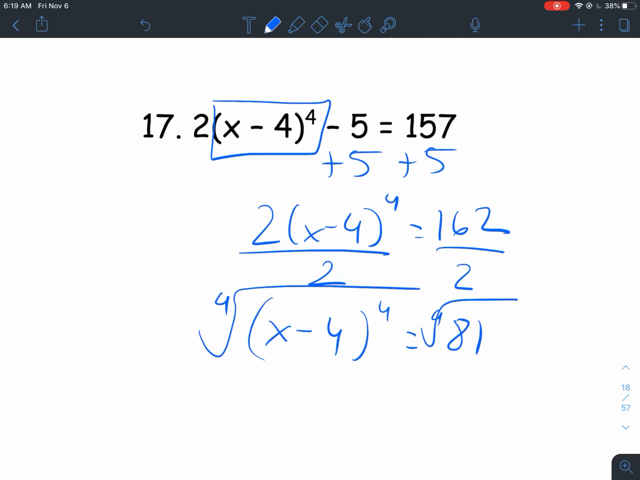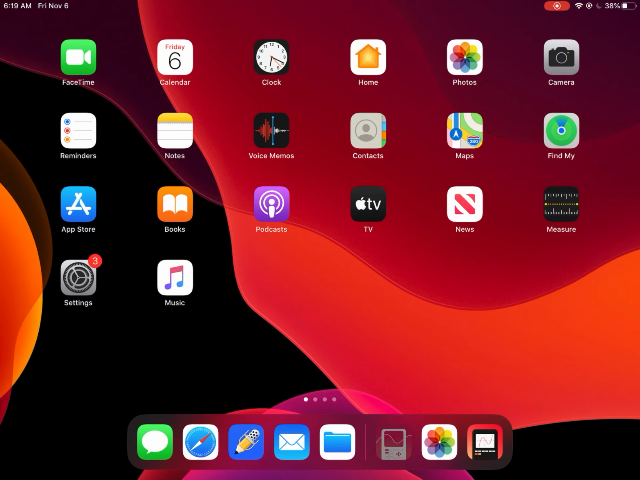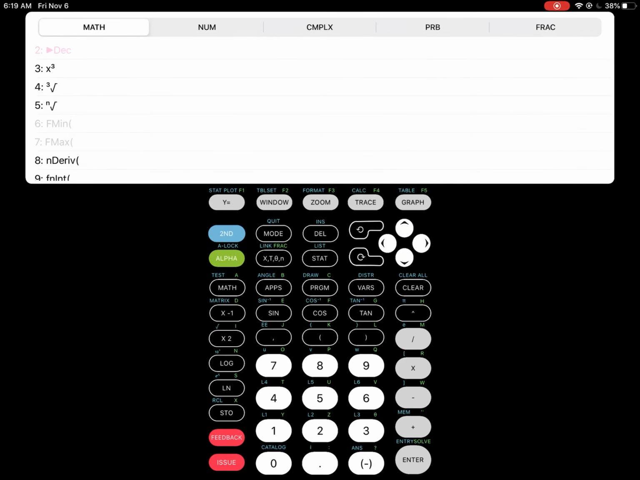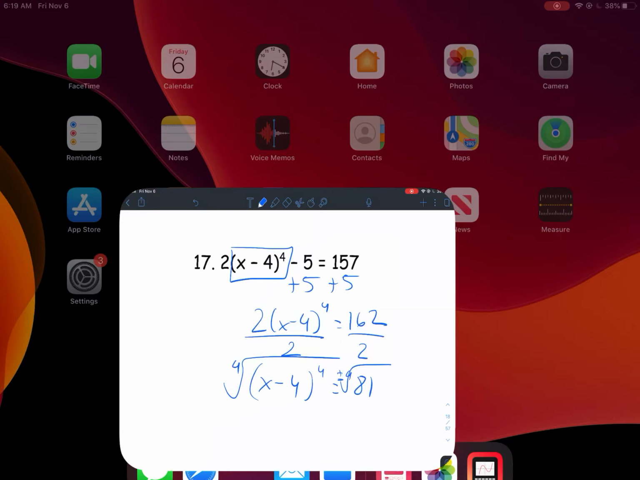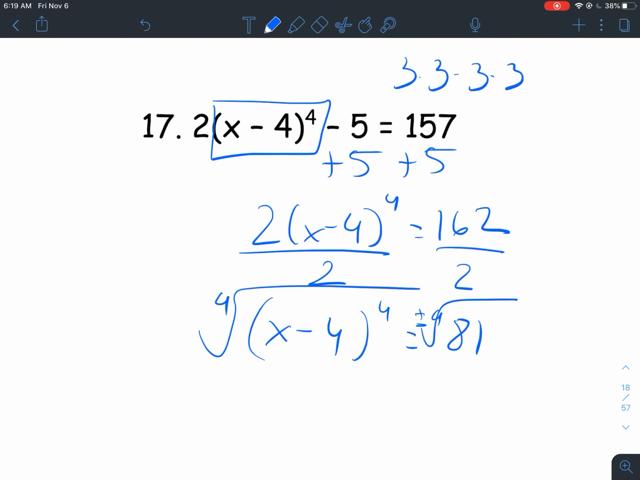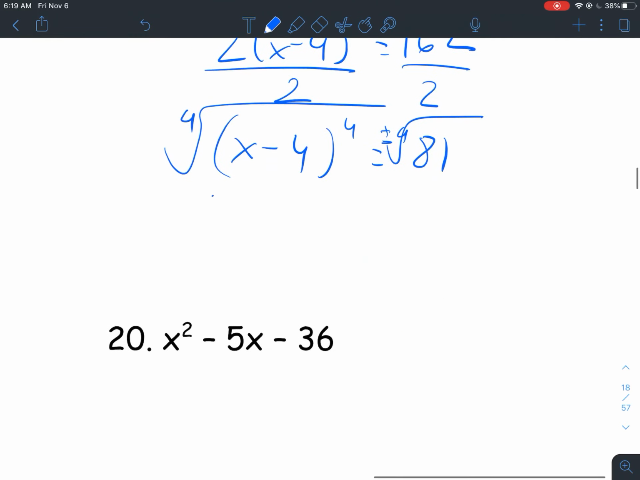And then remember when I said even powers? 4 is an even power, so you need to add in the plus minus. And let's see if we can find out what the 4th root of 81 is on our calculators. So if you go to math, now you're going to go to this n root, and the cursor will be up there, and you can type in 4 and make a little 4 there. And then we want an 81. And look, it's 3. What that means is that 3 times 3 times 3 times 3 is 81. So we get x minus 4 equals plus minus 3.